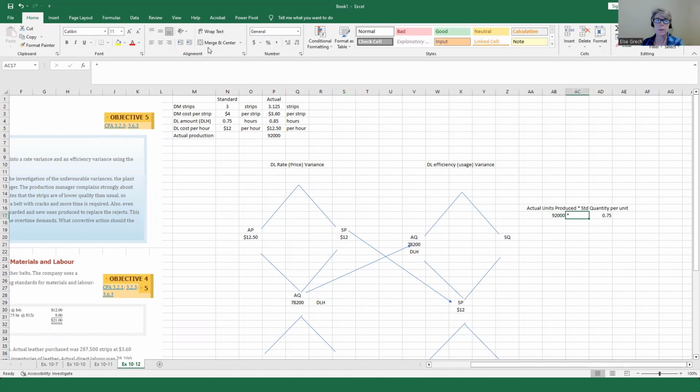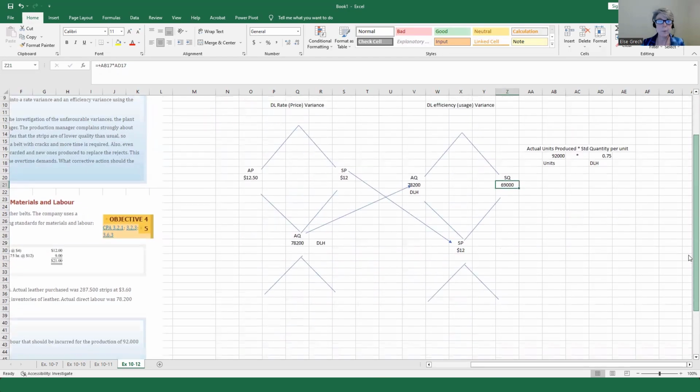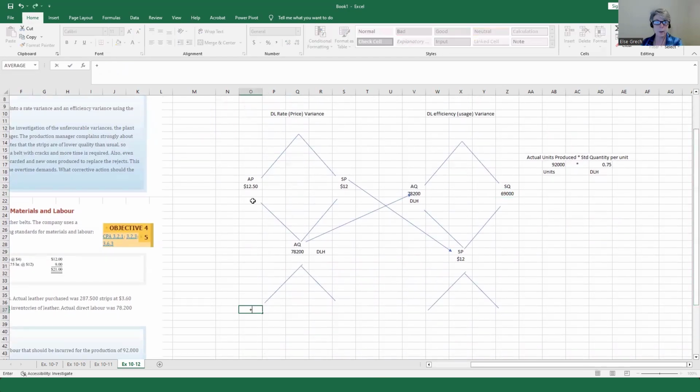There we go. I'm just going to center this so we can see it clearly. So now we can do this. 92,000 units multiplied by 0.75 direct labor hours. This is units. And there it is, 69,000. So we can now do the math. Actual price multiplied by the actual quantity. That's in dollars. Standard price multiplied by the actual quantity. We're going to take the difference. It's going to be the larger number minus the smaller number.